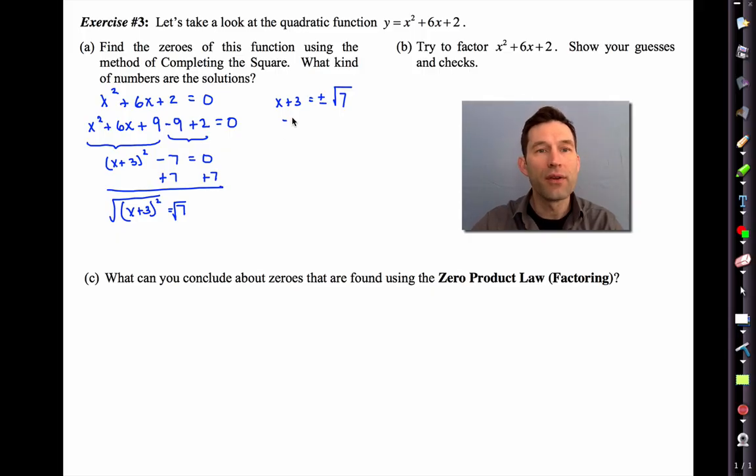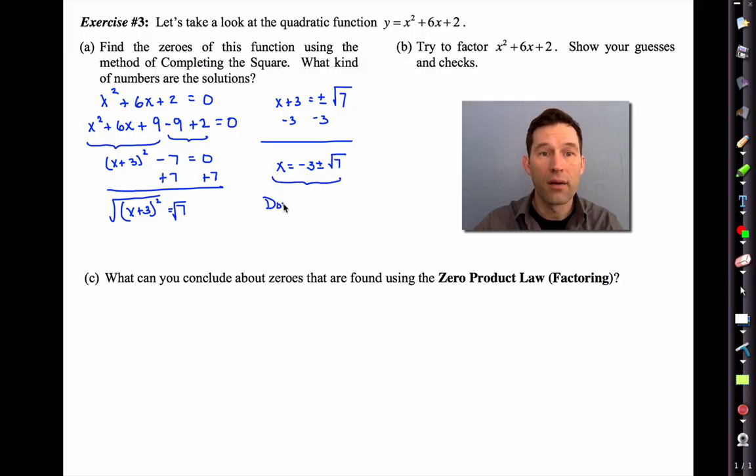So the only thing I'm going to do right now is subtract a 3 from both sides, and I'm going to get an answer that seems very strange, right? Negative 3 plus or minus root 7. Don't combine.